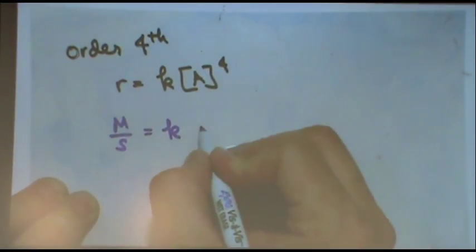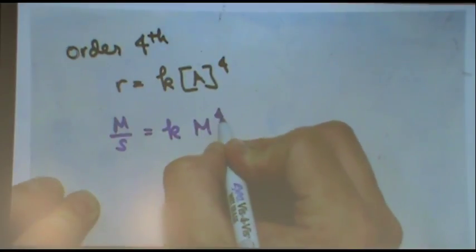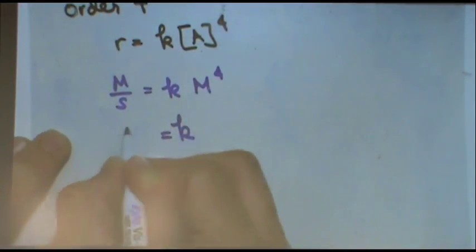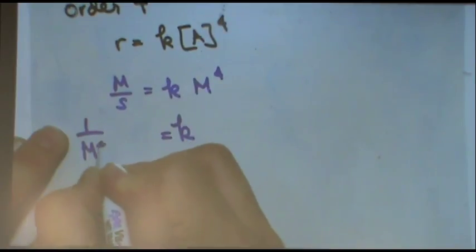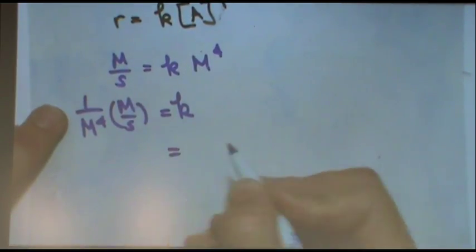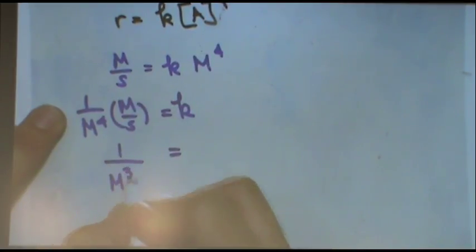And concentration is always molarity, and here it's to the 4th power. So now you just solve for K. K equals 1 over molarity to the 4th times molar per second, which would be, let's see, 1 over molar cubed per second.